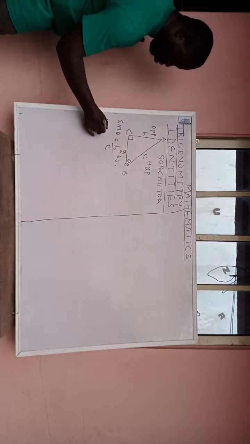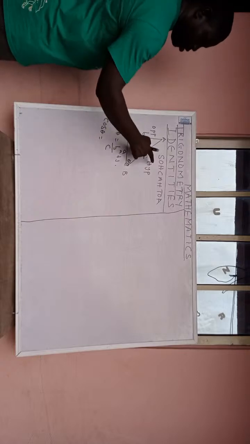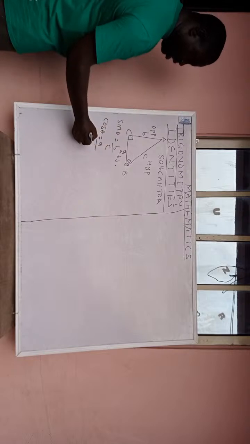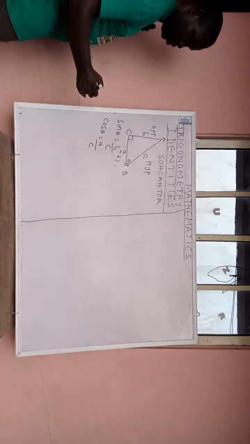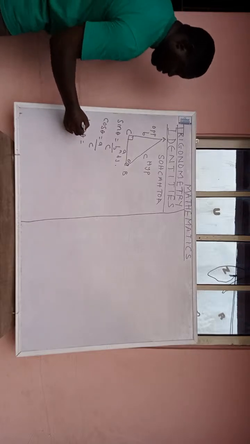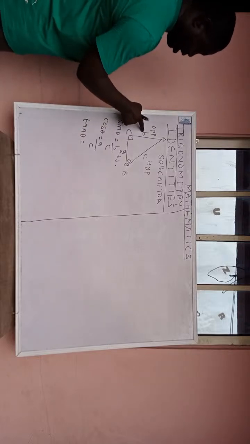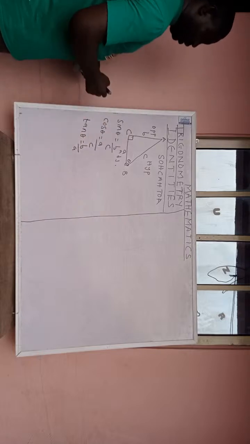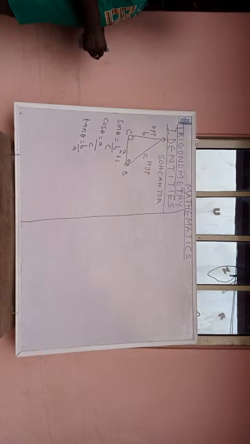And so we come to our cosine. Our cosine is adjacent, which is your A, over hypotenuse, which is your C. I'm sure that's very clear. Then we come to our tangent, which is tan theta. So we have our opposite, which is B, over adjacent, which is A. And this is so important for you to note.